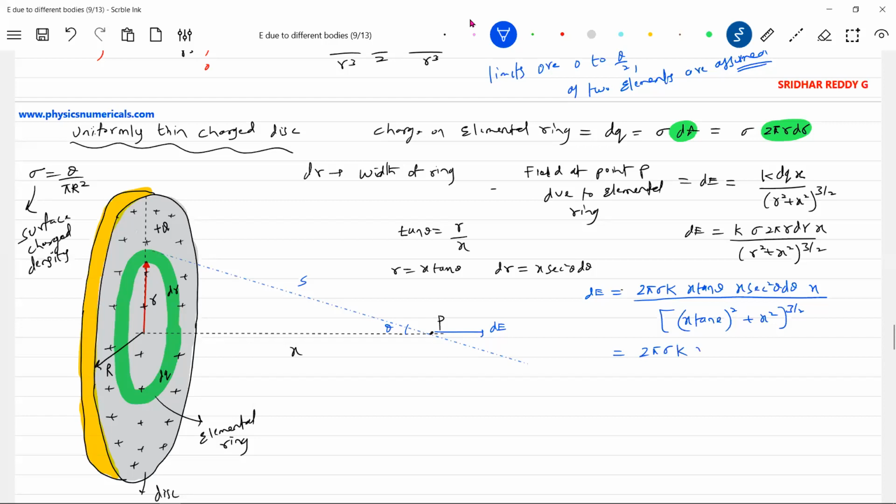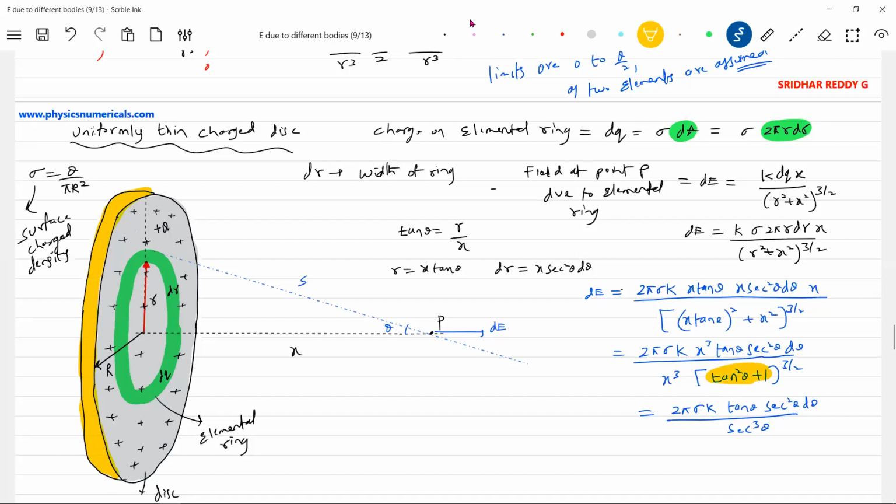2 pi sigma K x cube tan theta secant square theta d theta. Here x cube will come outside, so tan square theta plus 1 to the power of 3 by 2. x cube gets cancelled. So 2 pi sigma K. Tan theta will be sin theta by cos theta. One more step: tan theta secant square theta d theta, 1 plus tan square theta, so secant cube theta will be there.